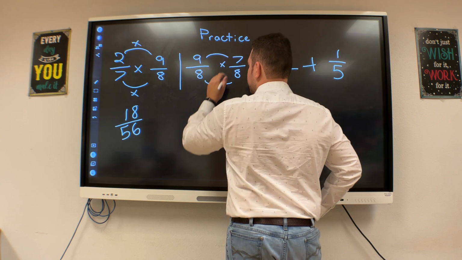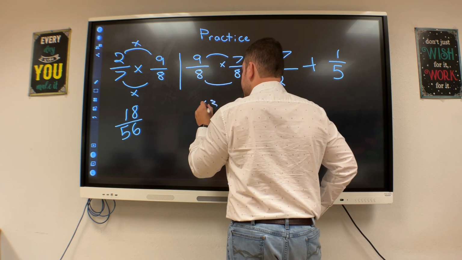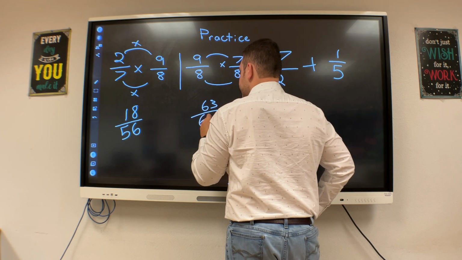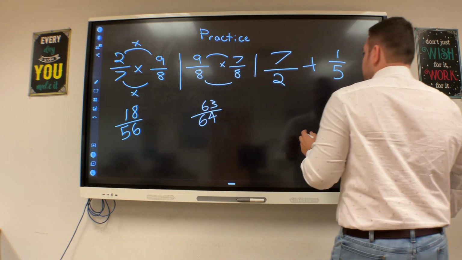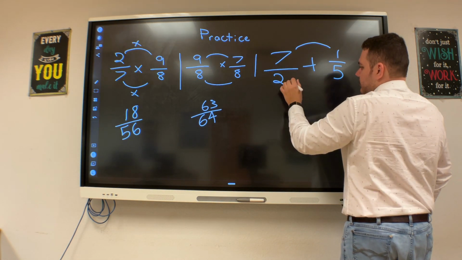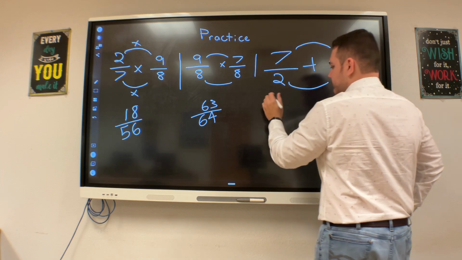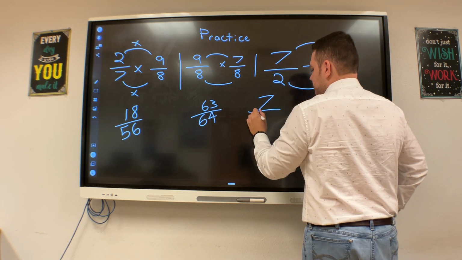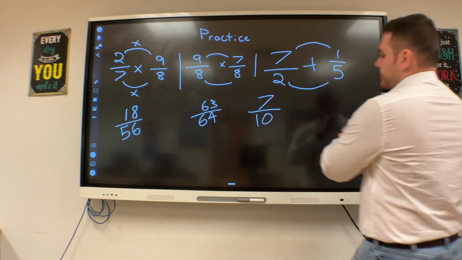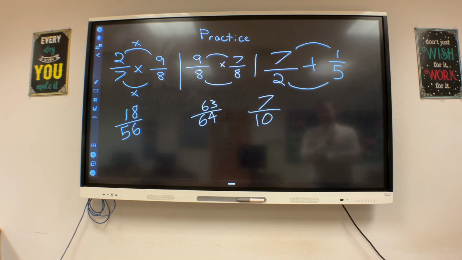And then we have fraction. So again, 9 times 7 is 63. 8 times 8 is 64. 7 times 1, 2 times 5. 7 times 1 is 7. 2 times 5 is 10. So that's going to be 7/10. And that's all it is. Like I said, if it's fraction, you multiply your top and your bottom. See if you can simplify.